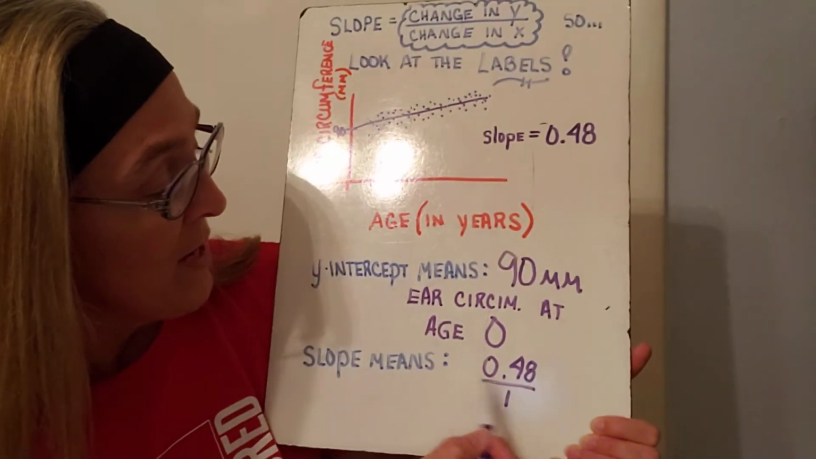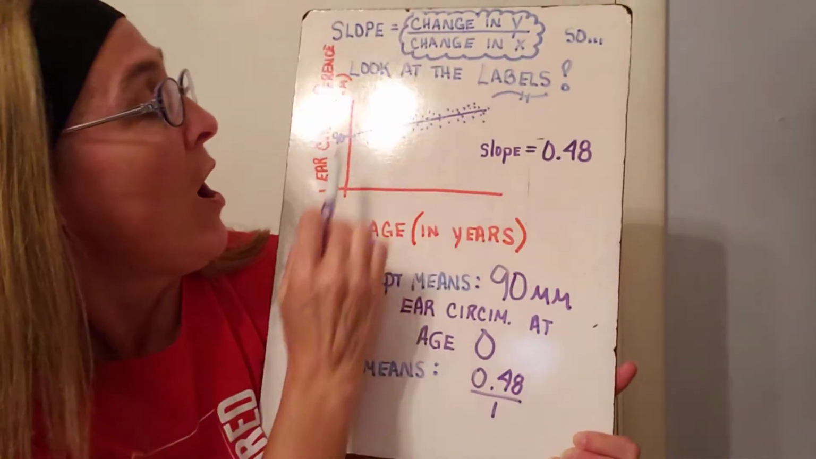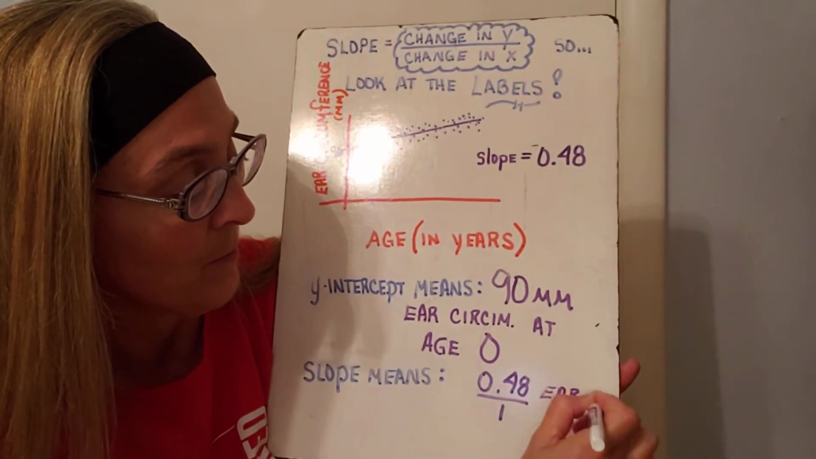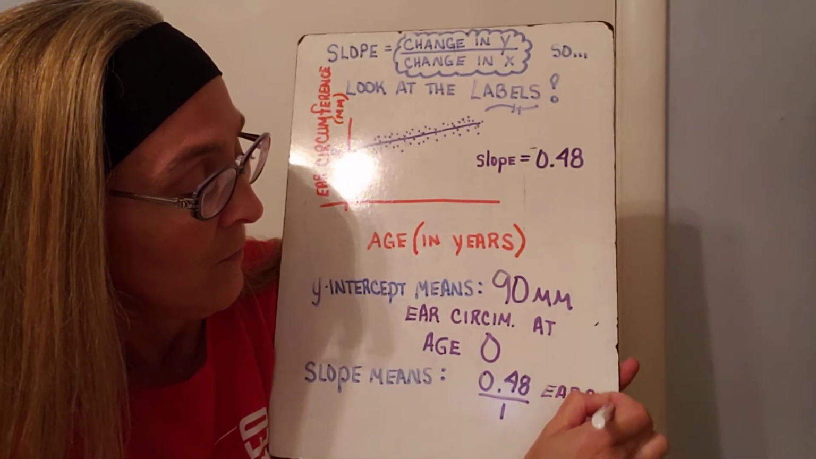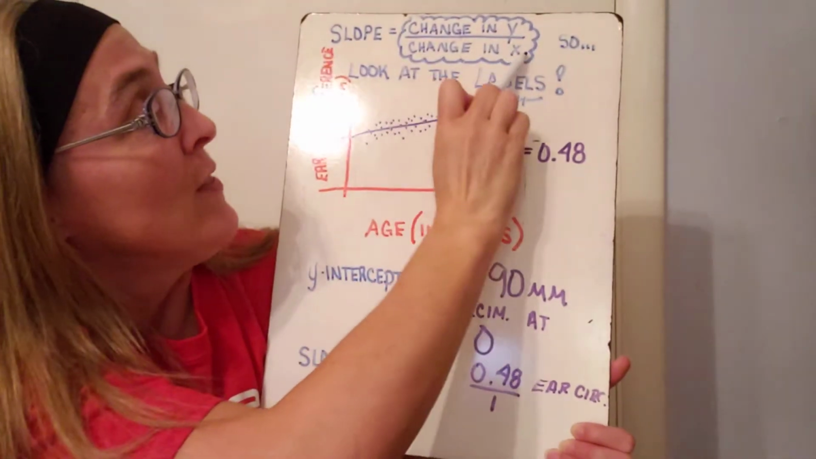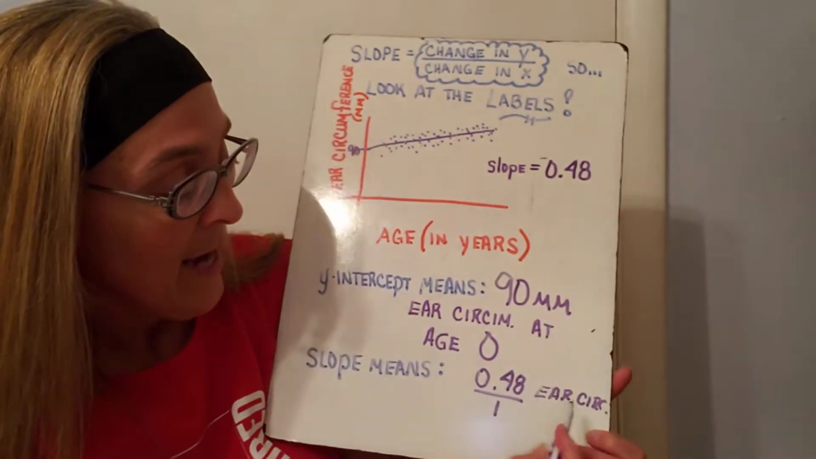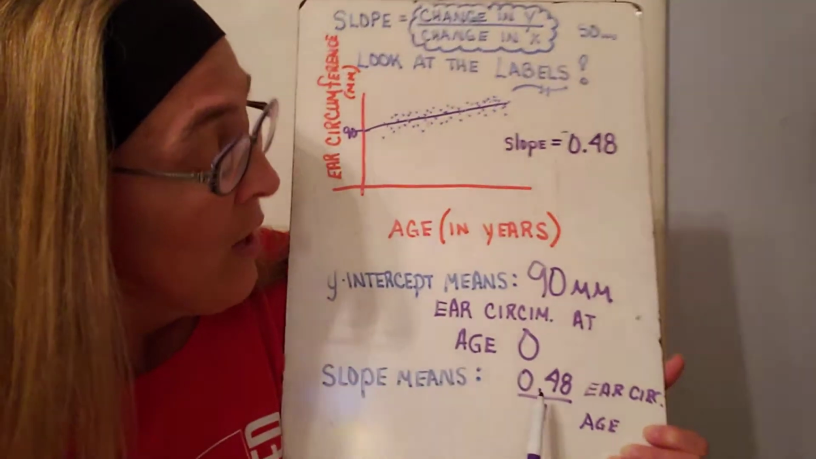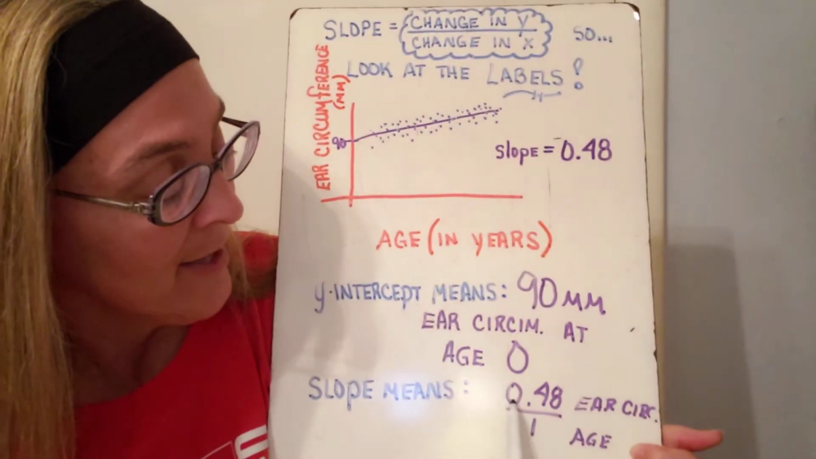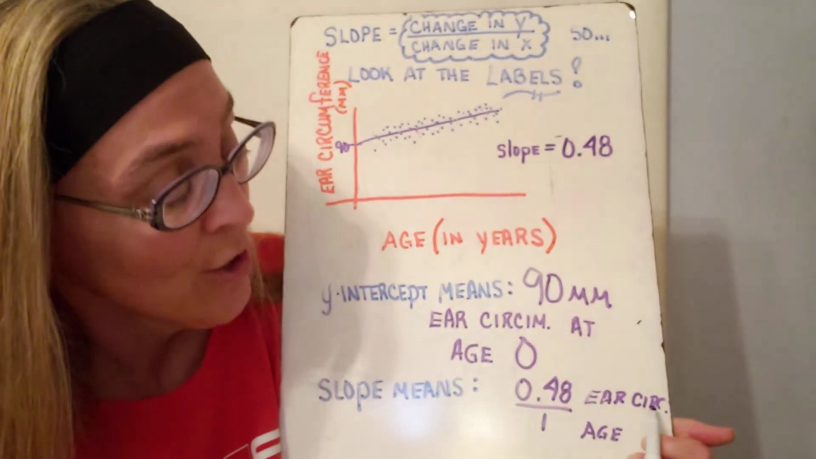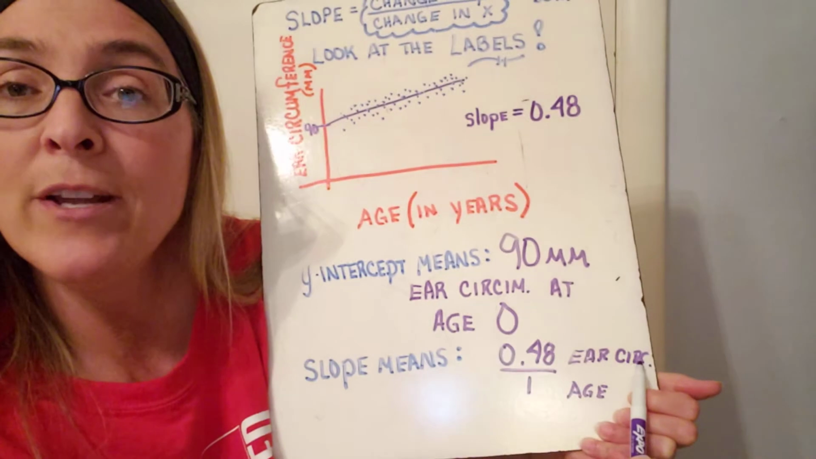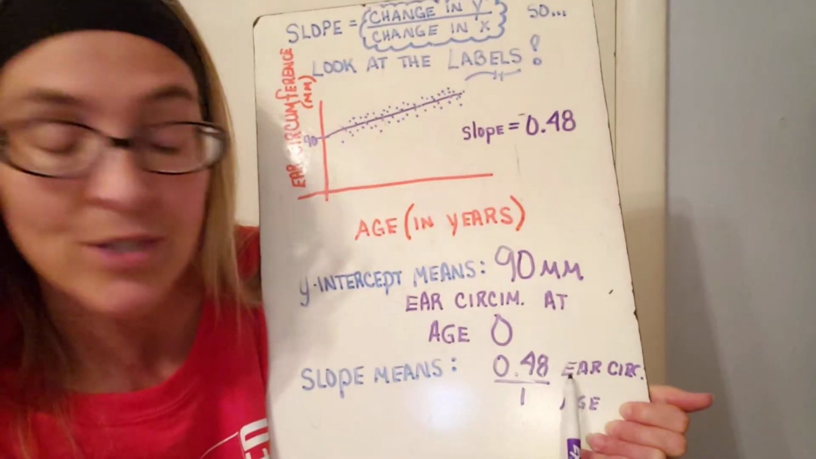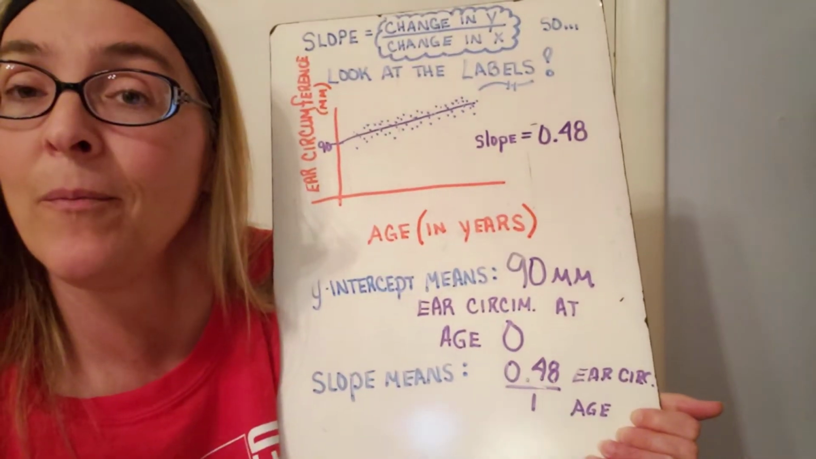So this 0.48 is the change in the y, so it is the ear circumference. And the change in the x, the denominator, is the age in years. So what this is telling me is that the ear circumference is going to grow 0.48 millimeters every year.